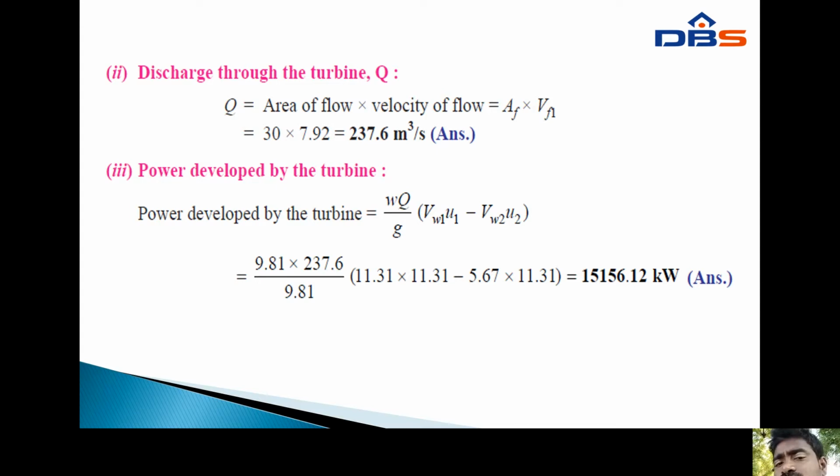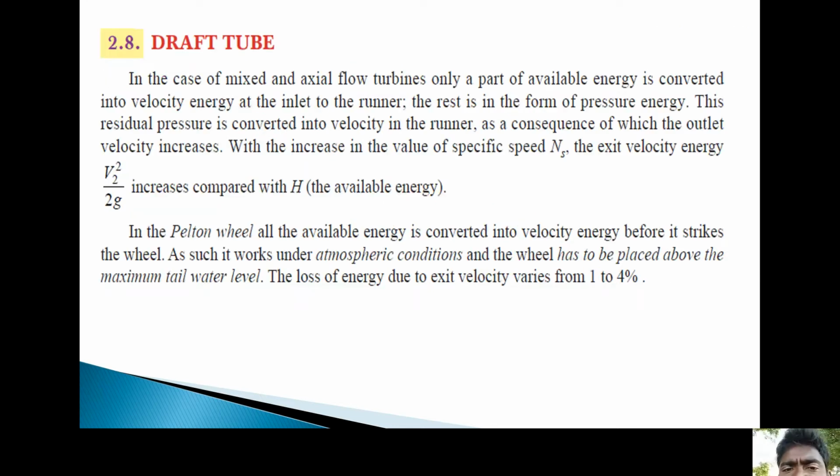Next, power. Power developed by the turbine equals WQ by G into VW1 U1 minus VW2 U2. This is the formula of the power developed. W equals weight of the water, 9.81 into 237.6 by 9.81 G. The VW1 U1 and VW2 U2 values are substituted in this equation to calculate the power developed by the runner, that equals 1516.12 kilowatts. This is the problem.